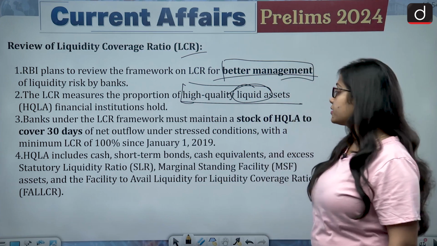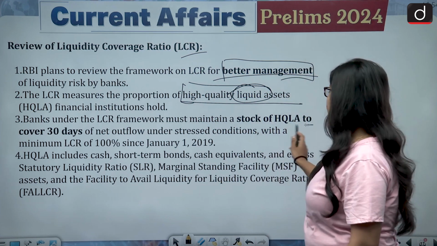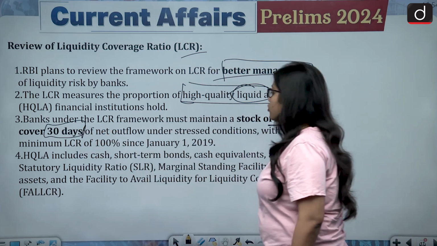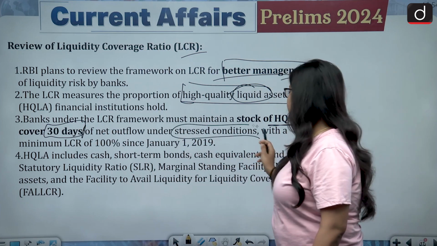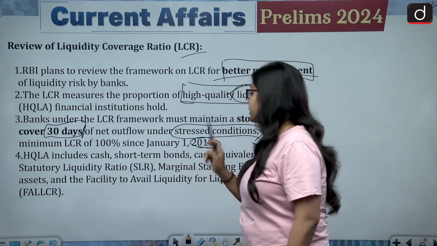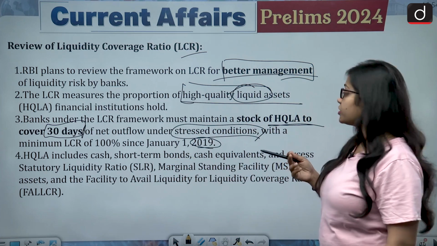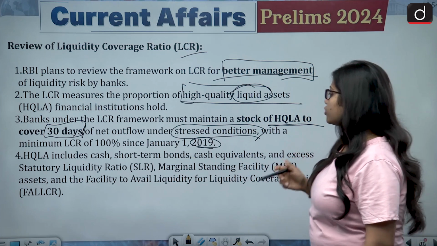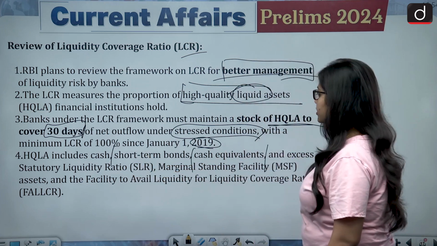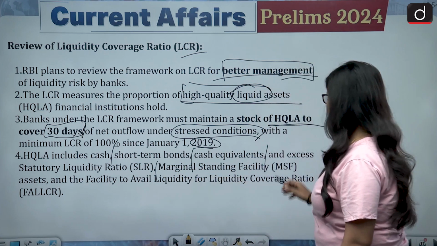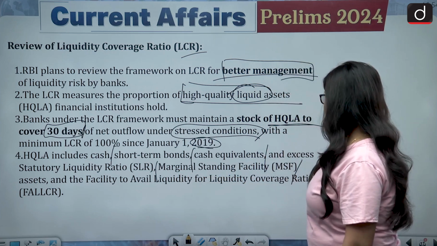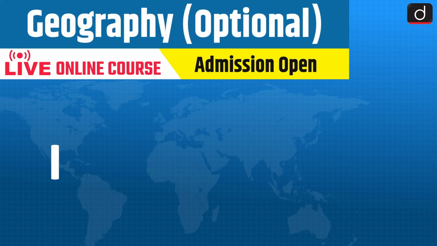Banks under the LCR framework must maintain a stock of HQLA to cover 30 days of net outflow under stressed conditions, when the situations are not good, with a minimum LCR of 100% since January 2019. And HQLA, the high quality liquid assets, include cash, short-term bonds, cash equivalents and excess statutory liquidity ratio, marginal standing facility assets and the facility to avail liquidity for liquidity coverage ratio.